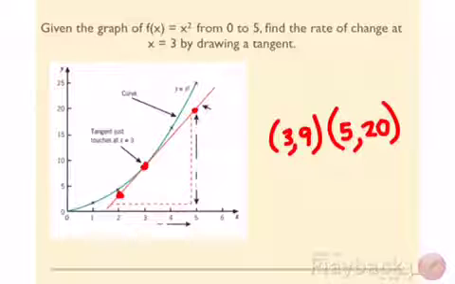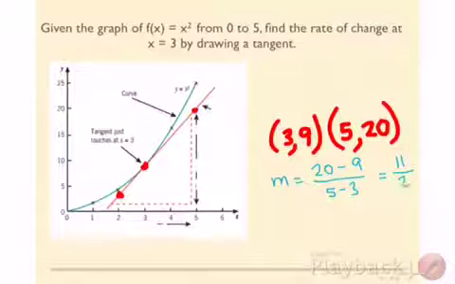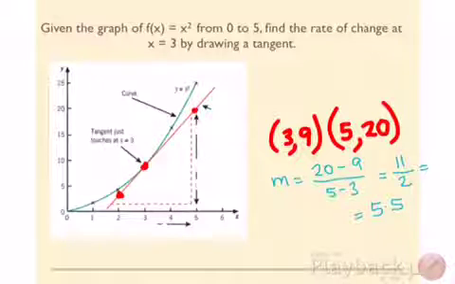When I work out the gradient of the tangent, that's going to give me the gradient of the point at that time. So m is equal to 20 take away 9 all over 5 take away 3, which is equal to 11 over 2, which is equal to 5.5. So the gradient of the tangent line is equal to 5.5, which means the gradient or the steepness of the curve at the point x is equal to 3 is also 5.5. So you work out the gradient of the tangent, and that gives you the steepness or the slope of the curve at that point.